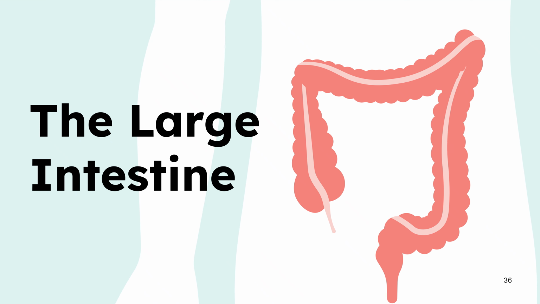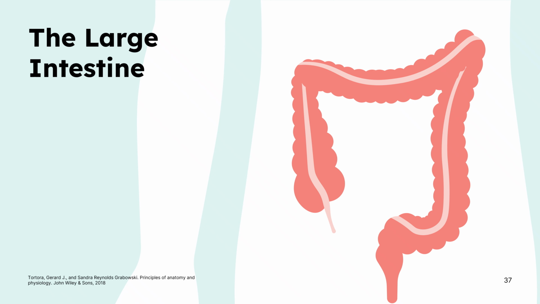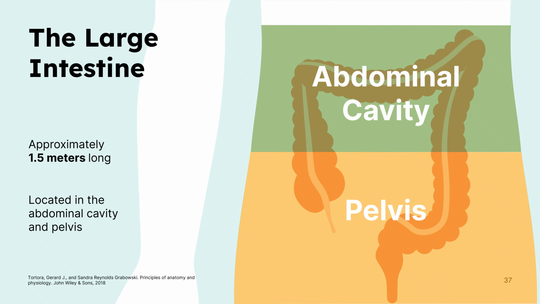The large intestine extends from the ileocecal junction, where it connects to the small intestine, down to the anus. The length of the large intestine is approximately 1.5 meters long and spans the abdominal cavity and pelvic region. This length provides ample surface area for these essential functions, ensuring efficient water reabsorption and waste management.